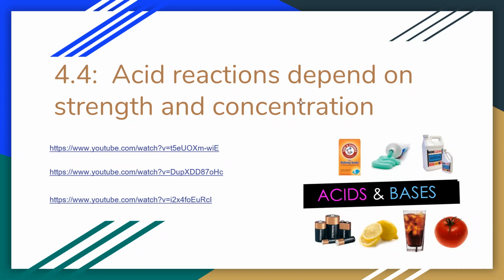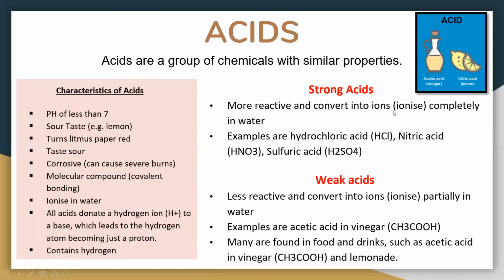Okay, so the main idea being we need to understand the chemical equation. So just to do a quick recap, and again, some of this you might have learned last year. Acids are a group of chemicals with similar properties. Okay, and when we talk about acids, we can actually divide them into 2 types. We can talk about strong acids and we can talk about weak acids.